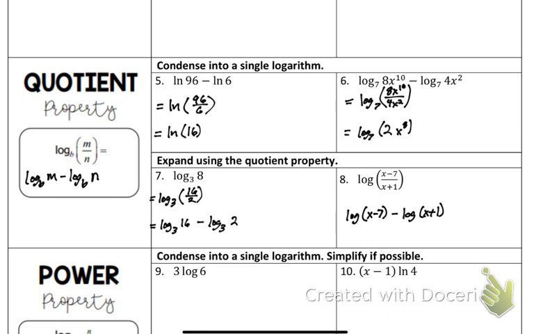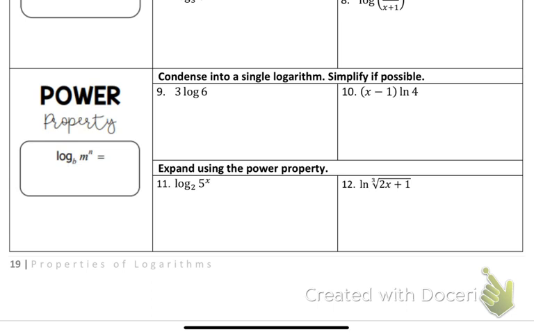Last property is just your exponential property. Exponential property says, hey, if we have log base b of m and m is raised to a power, we can bring that power out front. This is the weirdest one. This is the most forgotten one because it just looks weird. That we can rewrite this as actually n times log base b of m.